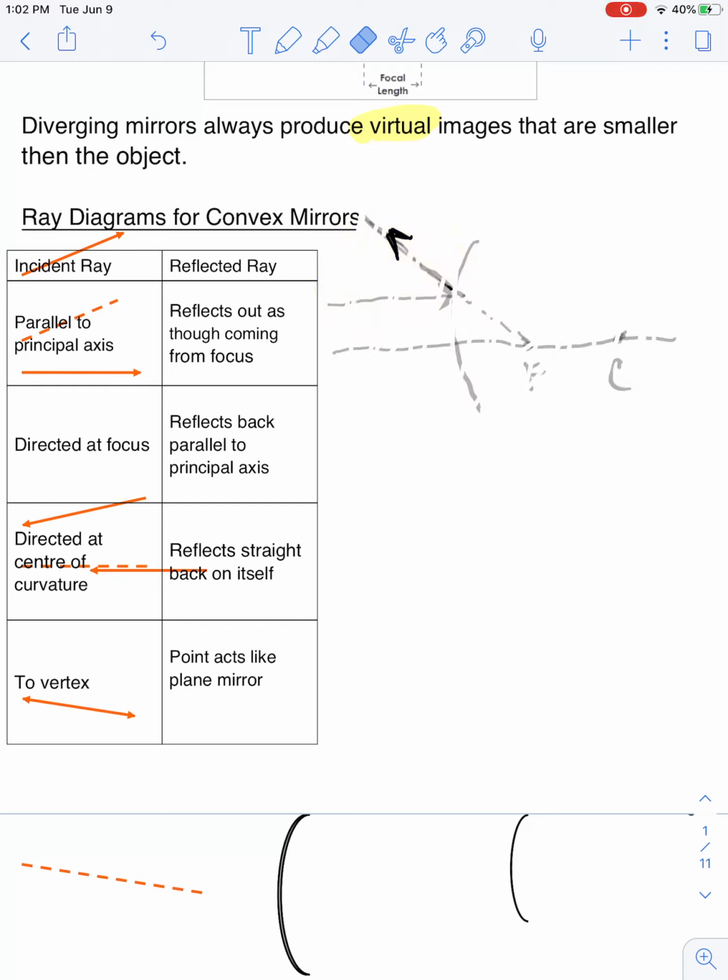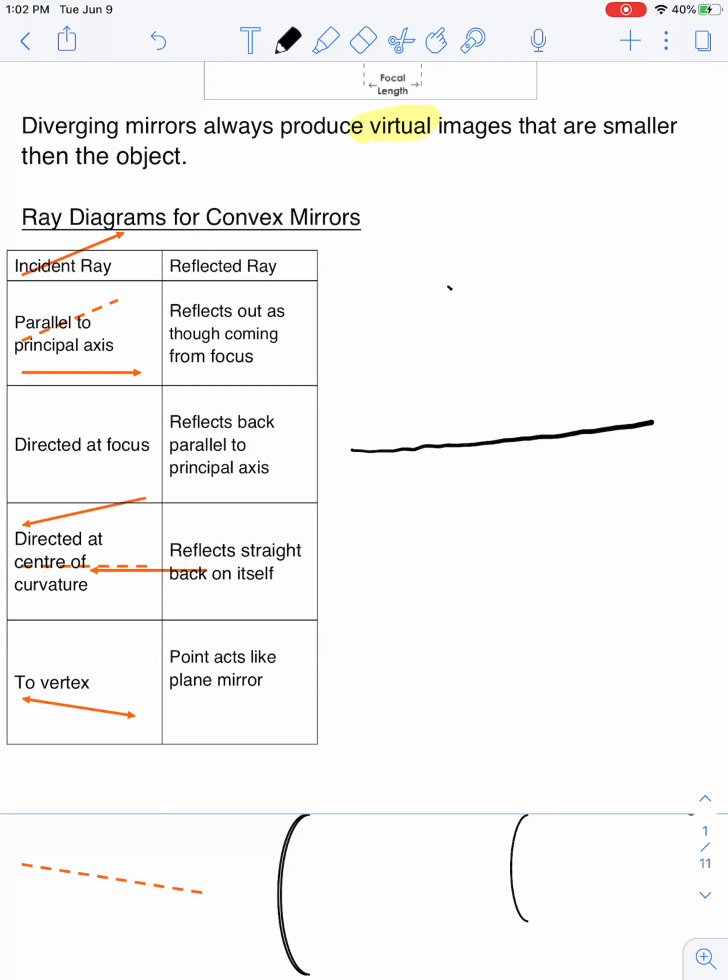Okay, now I'm going to erase all this because I don't have enough room to do the next one. So the next one, as you can guess, is going to be focus parallel. So you've got your mirror, you've got your focus, you've got your center of curvature. Now, your initial ray, you're going to use a ruler, you're going to angle that incident ray towards the focus. I don't have a mirror, so I'm going to have to estimate here. Here's my original ray.